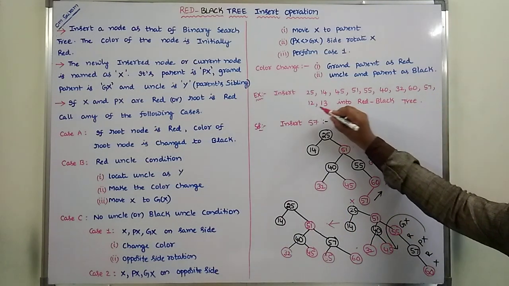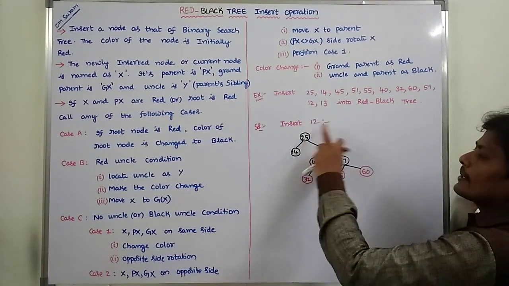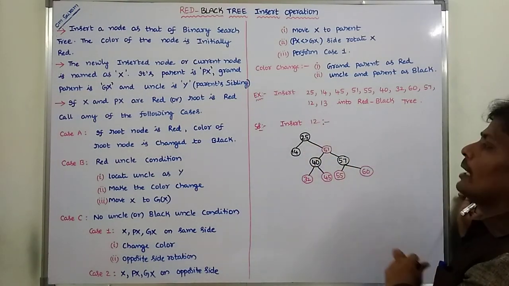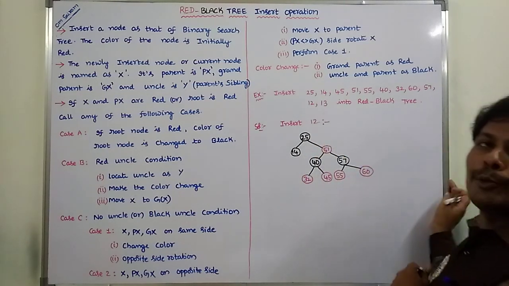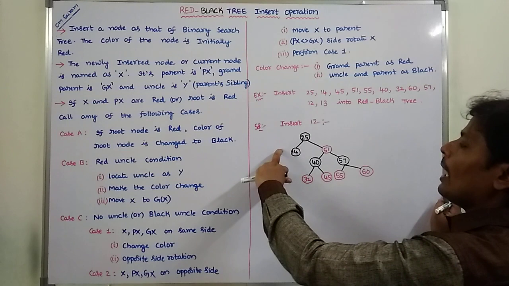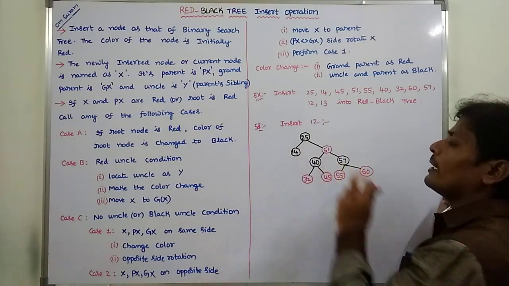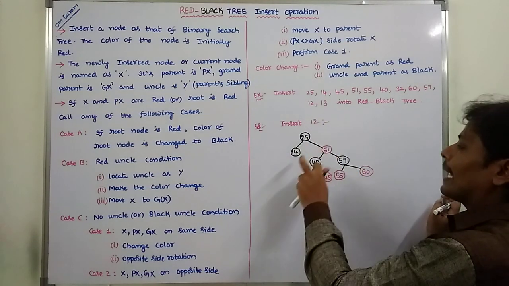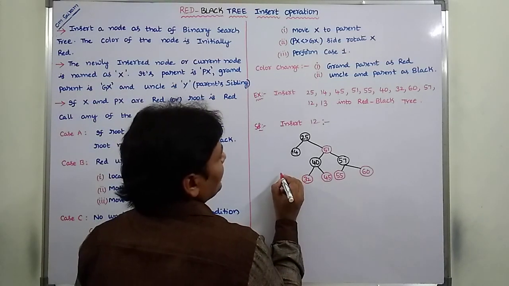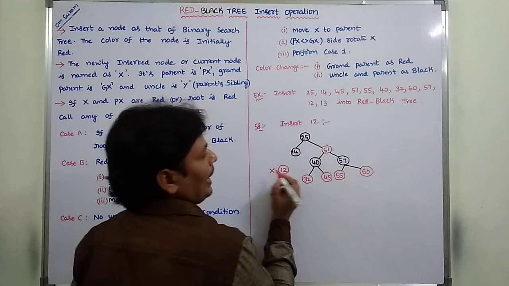Okay, now we go to insert 12. Before inserting 12, this is the red black tree we are getting. Now insert 12. 12 is compared with root node 25. 12 is less than 25, then go to the left hand side. Here 14 is there, so 12 is compared with 14. 12 is less than 14, so go to the left hand side. So this is the 12. This node can be X.